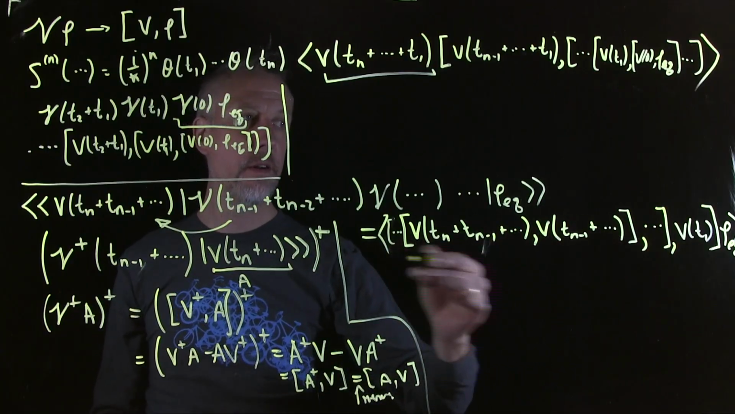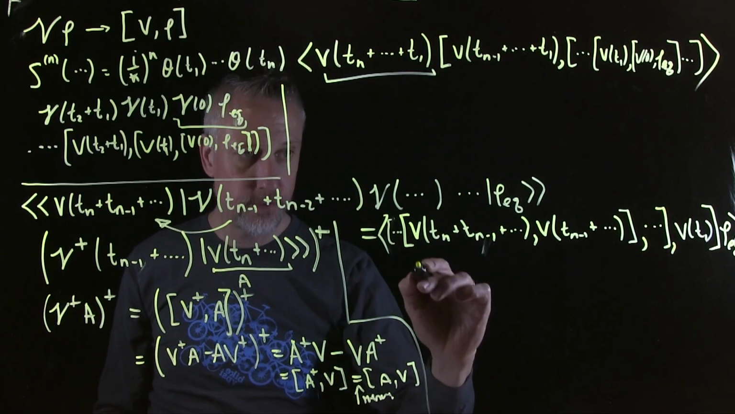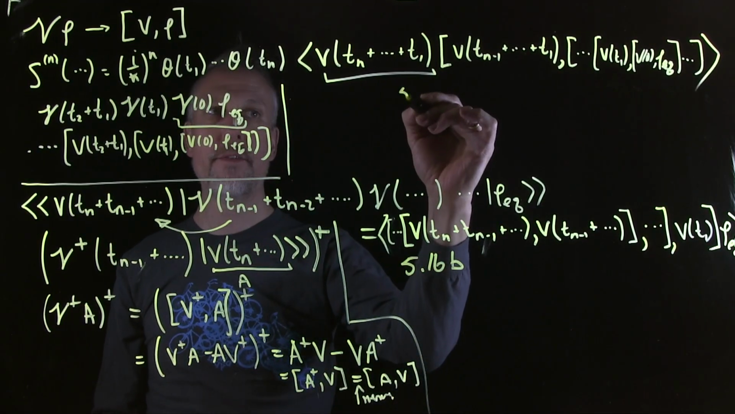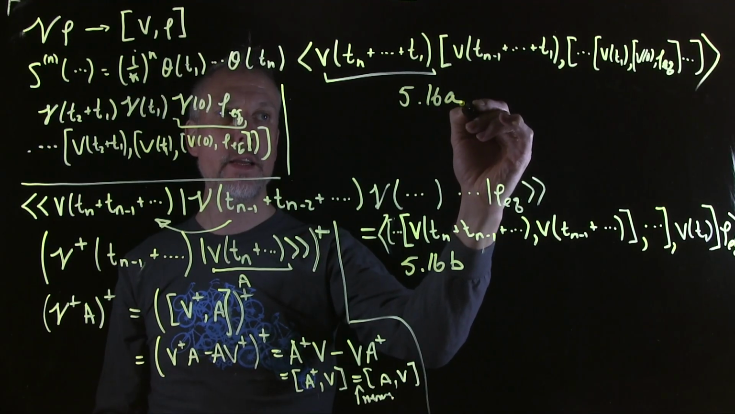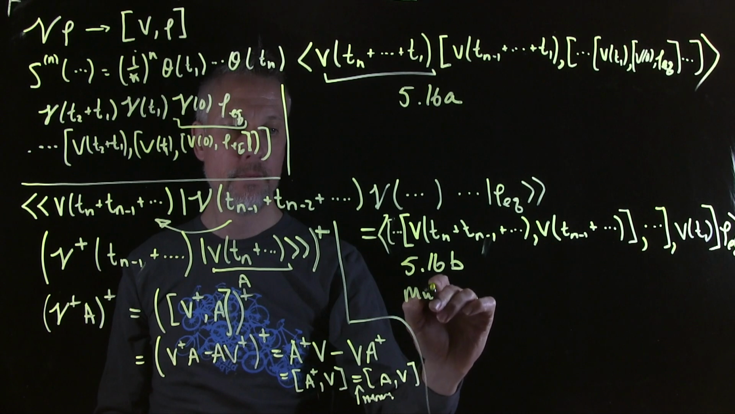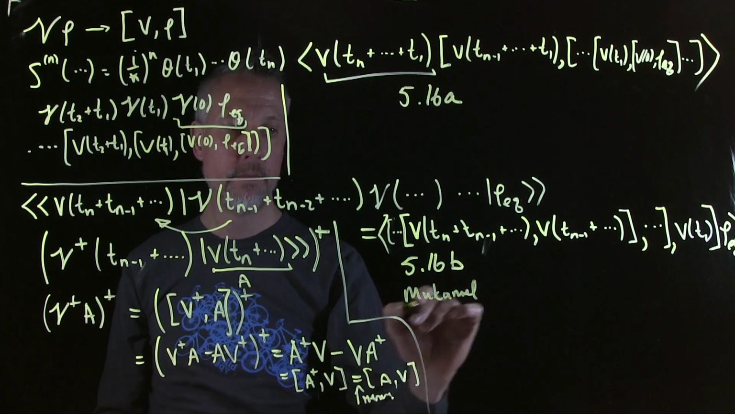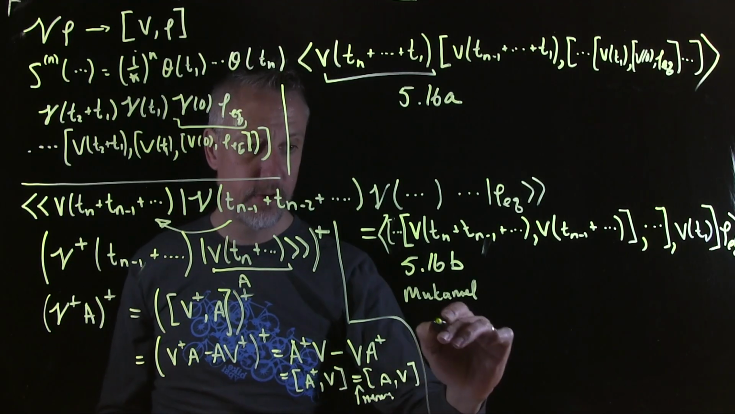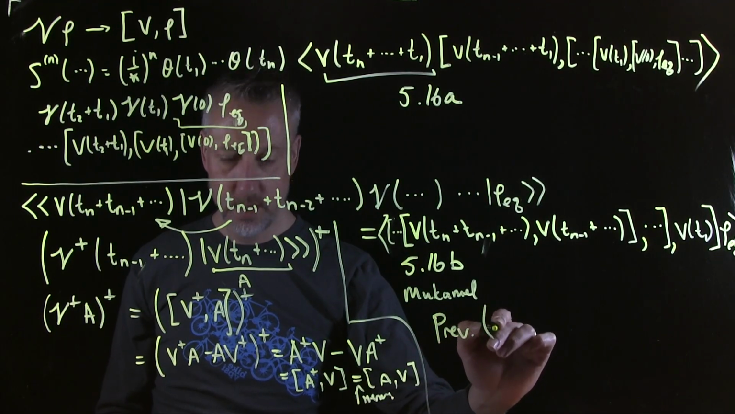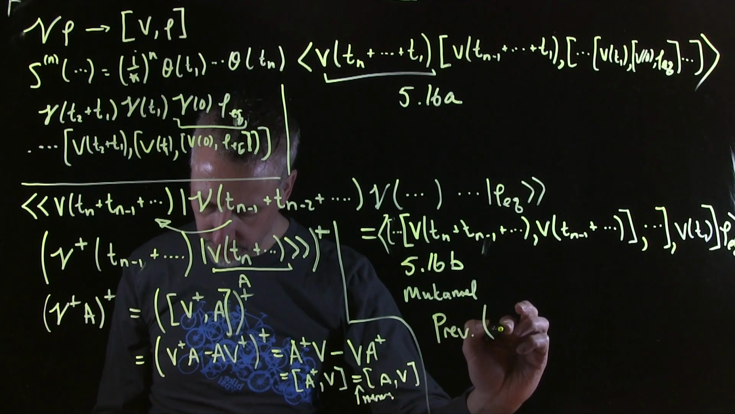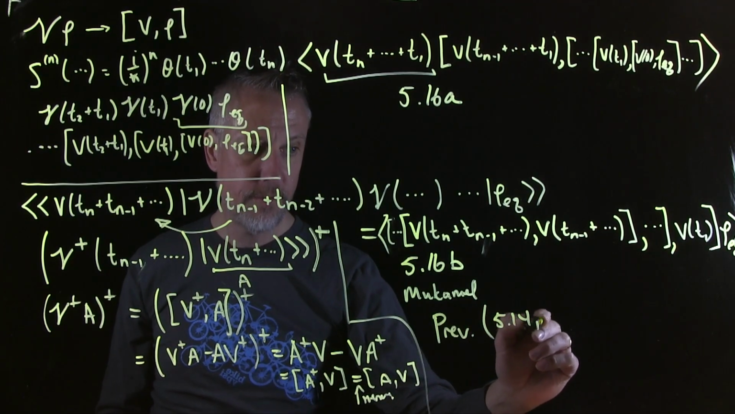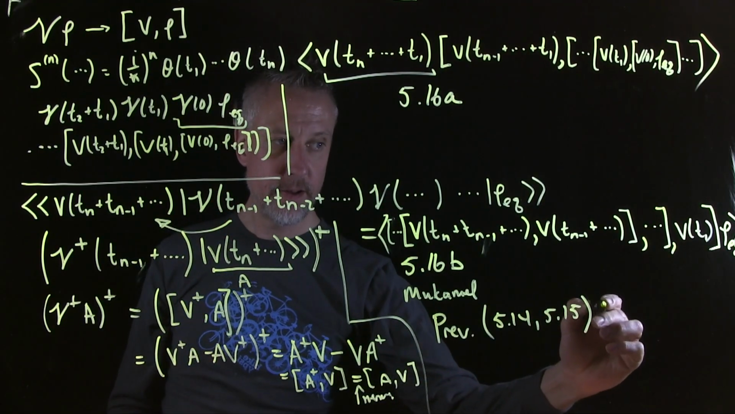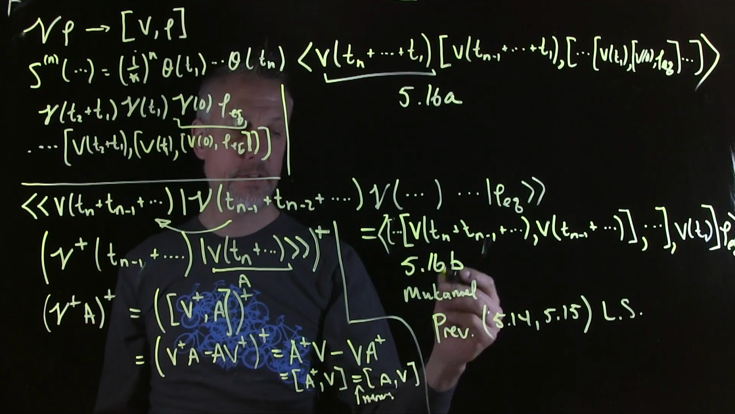So this equation here, if you have the Mukamal book, is 516b. This is 516a from the Mukamal. And then it's equivalent to the equations I wrote before, which I didn't list, I'm just looking at my notes here, I think 514 and 515. The difference is these ones are in Liouville space, and 516 is in Hilbert space.